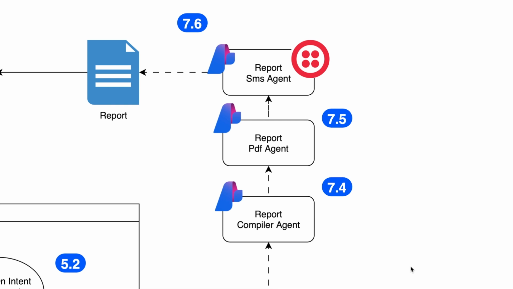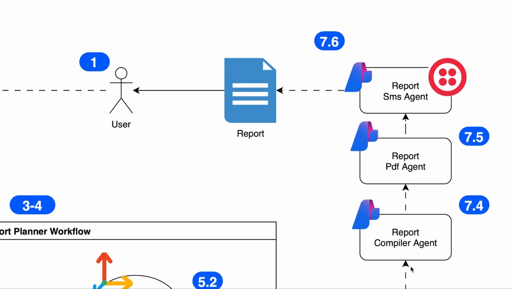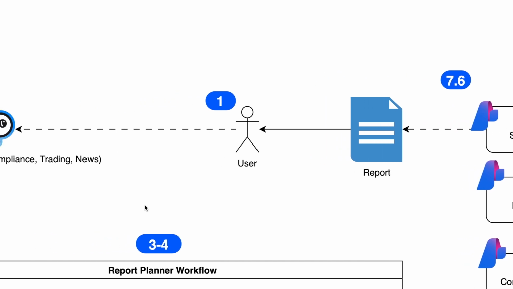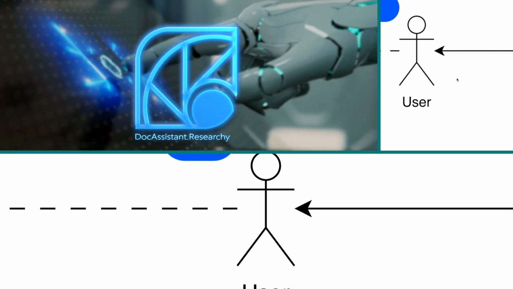The report PDF agent converts this Markdown into HTML with proper CSS styling and finally creates a PDF file. Since the entire workflow might take anywhere from 1 to 3 minutes, the report SMS agent, using the Twilio API, sends an SMS notification to the user once the report is ready.